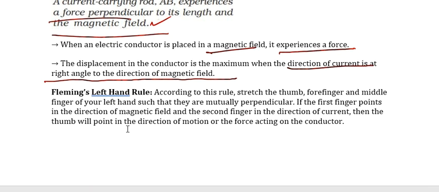Next, it is also very important, Fleming's left hand rule. According to this rule, stretch the thumb, forefinger and middle finger of your left hand such that they are mutually perpendicular. If the forefinger points in the direction of magnetic field and the middle finger in the direction of current, then the thumb will point in the direction of motion or the force acting on the conductor.